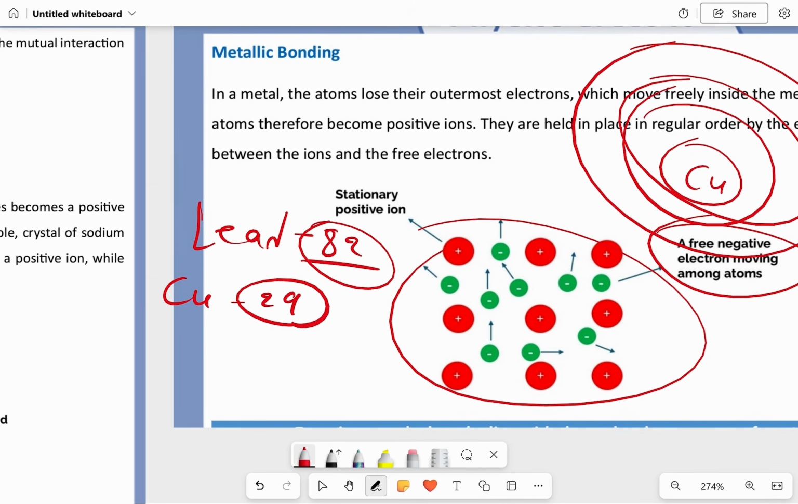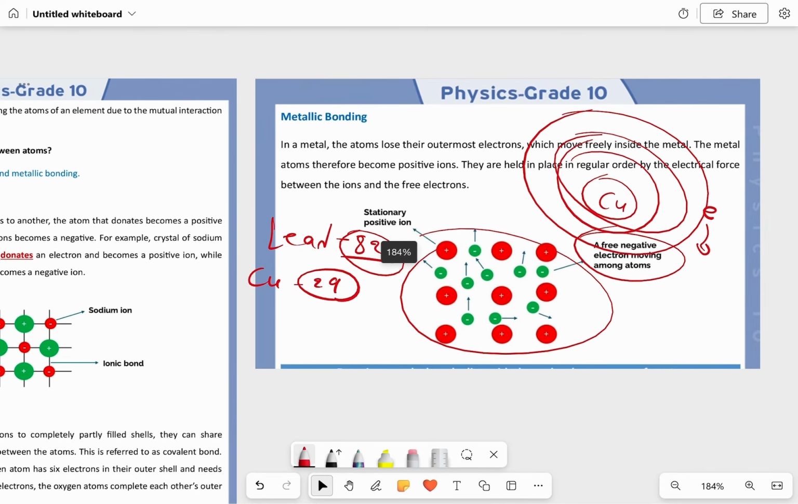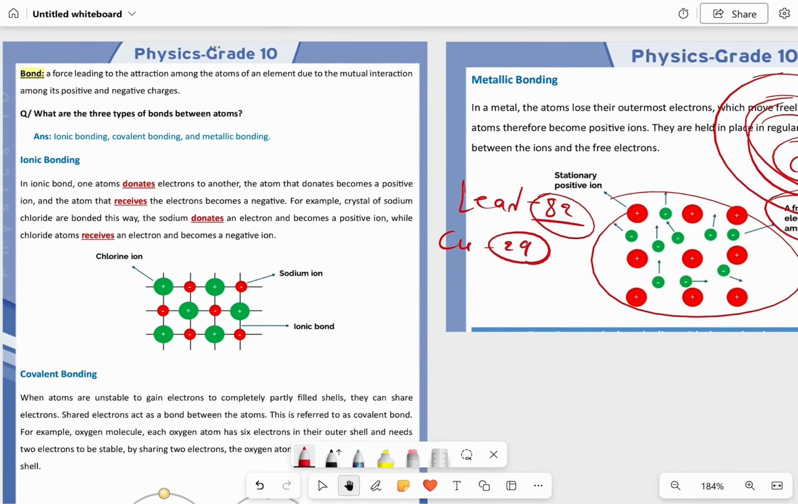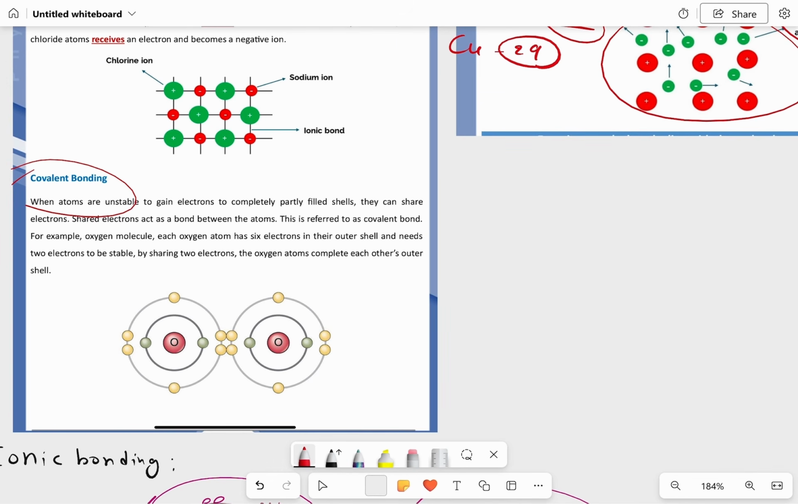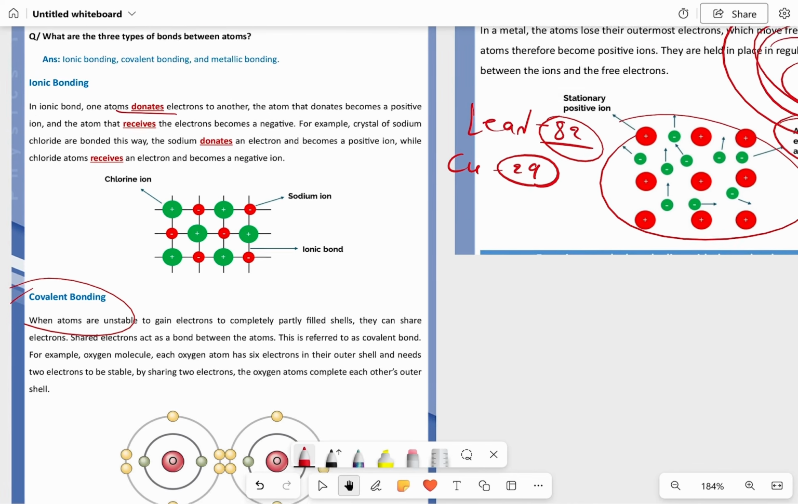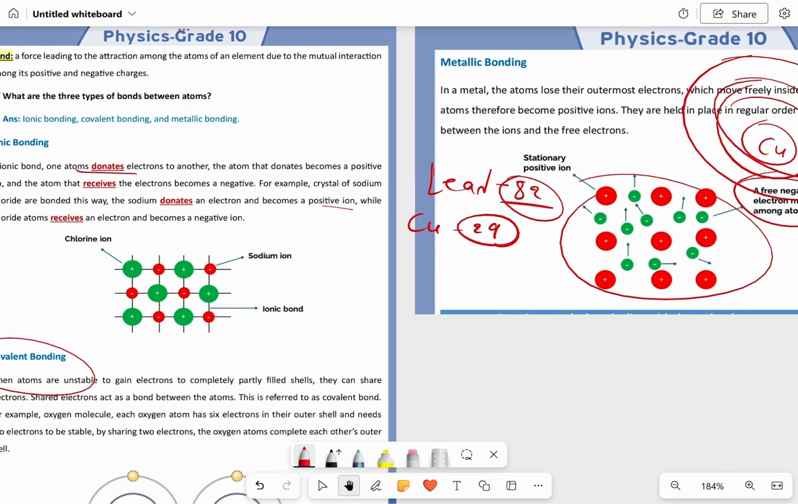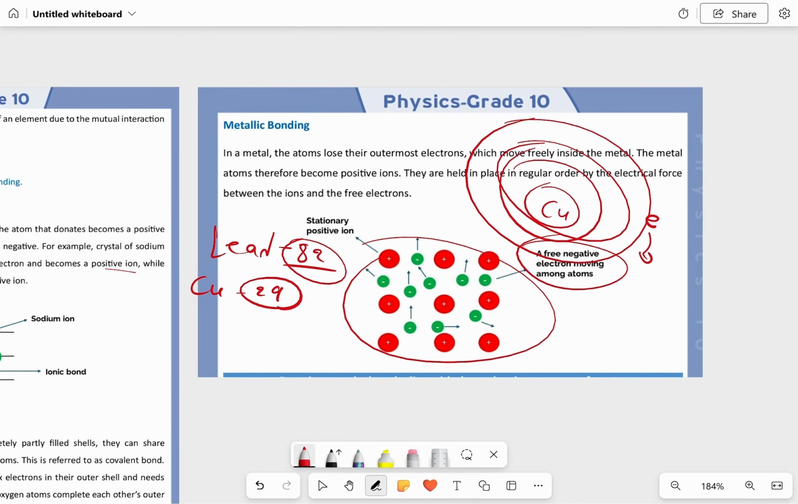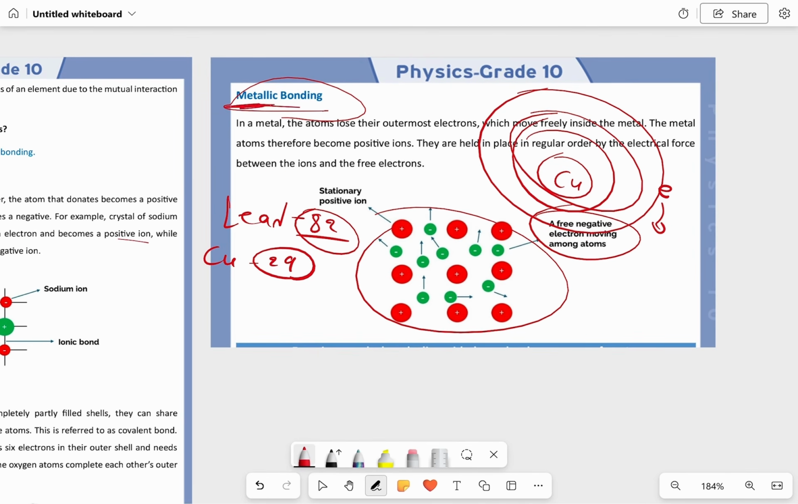Now, let me repeat this. You have 3 bonds. You have ionic bonding, which happens by donating and receiving. You have covalent bonding, which happens by sharing. An example of it is oxygen. An example for ionic is NaCl, crystals of sodium chloride. You have metallic bonding, which only happens in metals. You can just know it by its name: metallic, in metals.